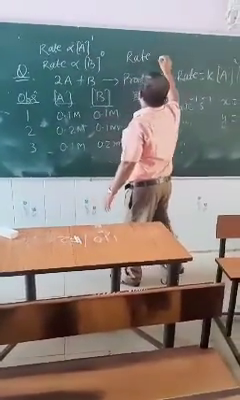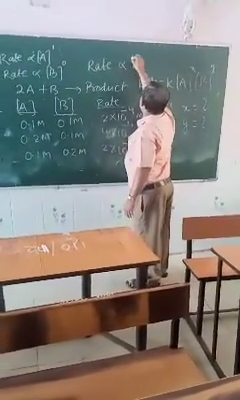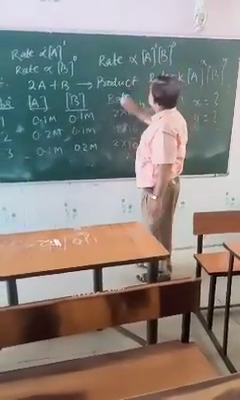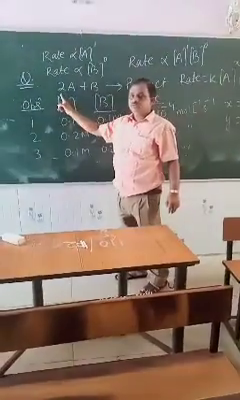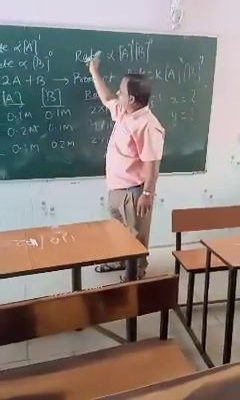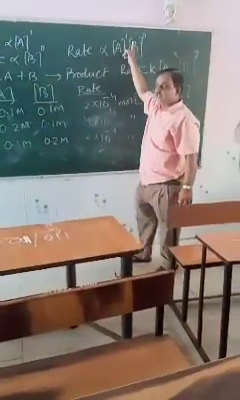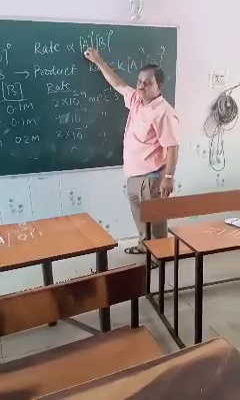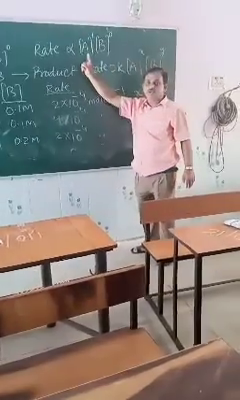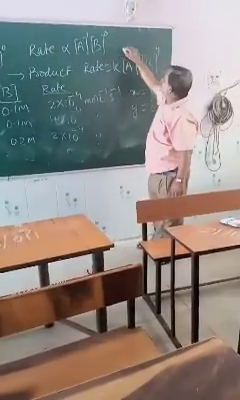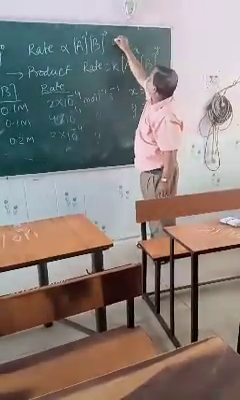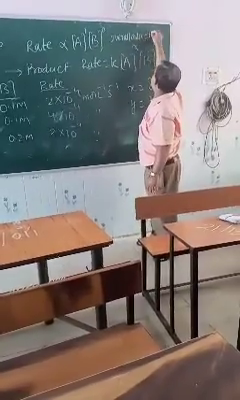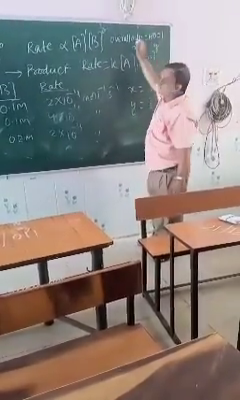Now you can write down the rate law. Rate is proportional to A to the power 1, B to the power 0. But in the question you see the coefficient is 2, but the power is 1. Here the coefficient of B is 1, but the power is 0. The order with respect to B is 0, order with respect to A is 1, and overall order is 1 plus 0, that is 1.